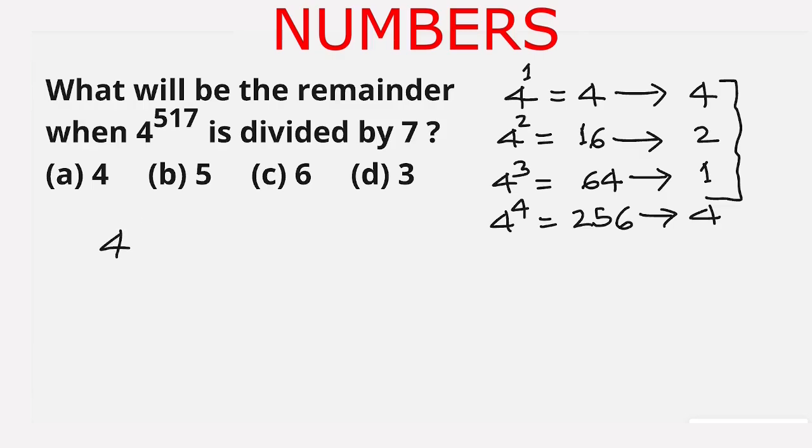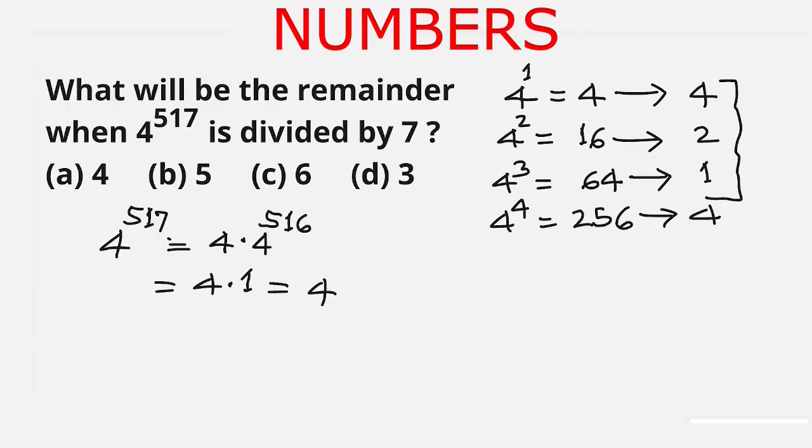4 to the power 517. And when we divide 517 by 3, the remainder is 1. We can write it as 4 to the power 1 into 4 to the power 516, and 516 is divisible by 3. So the remainder will be, for 4 the remainder will be 4, and for 4 to the power 516 the remainder will be 1. So 4 into 1 equal to 4. The remainder will be 4.